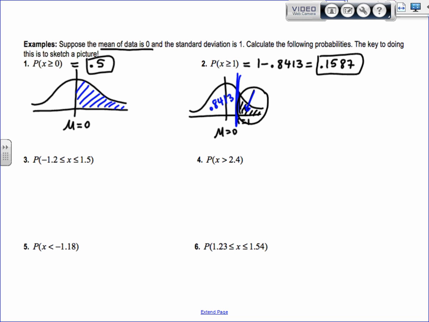These ones are the kind of tricky ones when there's tails. So let's try this one. We have the mean in the middle. We have negative 1.2 on the left. We have 1.5 on the right. We want the probability that we lie in between negative 1.2 and 1.5.